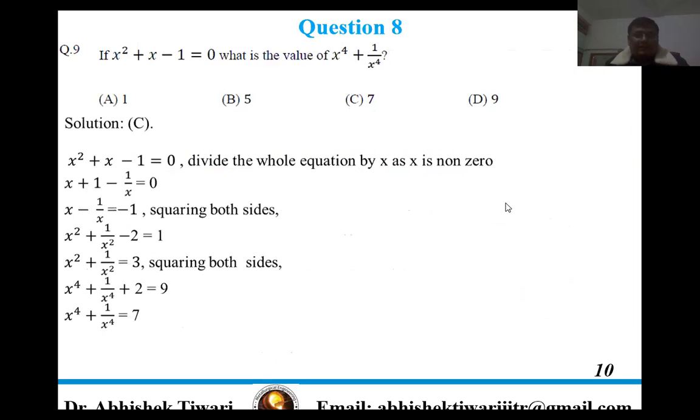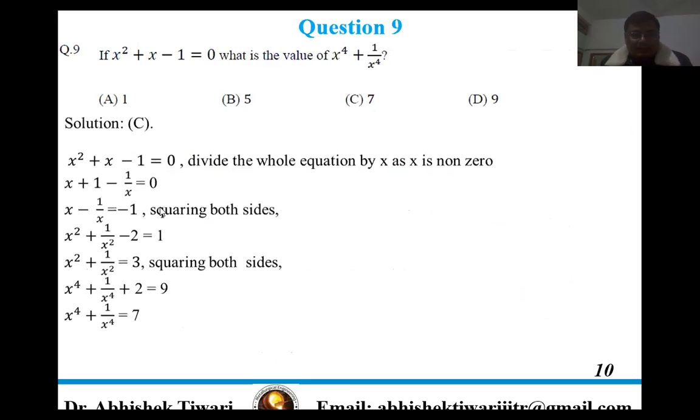Now question number 9. If x square plus x minus 1 is equal to 0, what is the value of x raised to 4 plus 1 upon x raised to 4? So x square plus x minus 1 is equal to 0. Divide this whole equation by x, because x is non-zero. So x plus 1 minus 1 upon x is equal to 0.